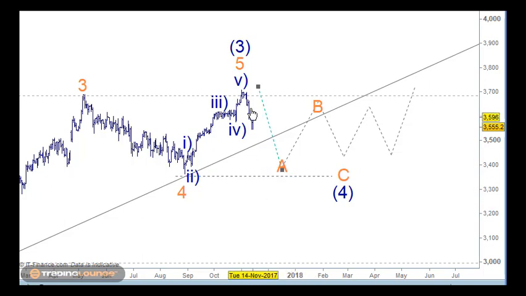Currently it's quite simple, and we've got a nice impulse wave here, and because we've got an impulse wave here, we know that after a corrective move we're going to get another move down. So it is starting quite nicely here.